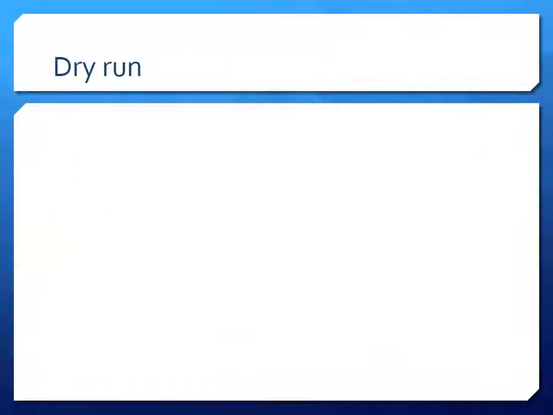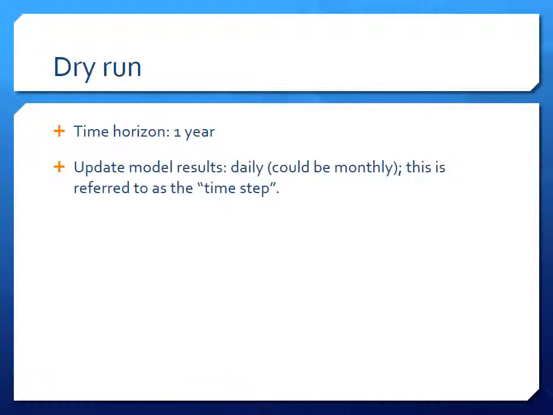In this case, let's say that the time horizon is a year, so you want to look at the body weight over a year period, and you're going to be updating your model results daily. This could be monthly, but because a lot of the food intake data and exercise data is given in daily values, it's just as easy to update the model daily. So one day is going to be our time step.